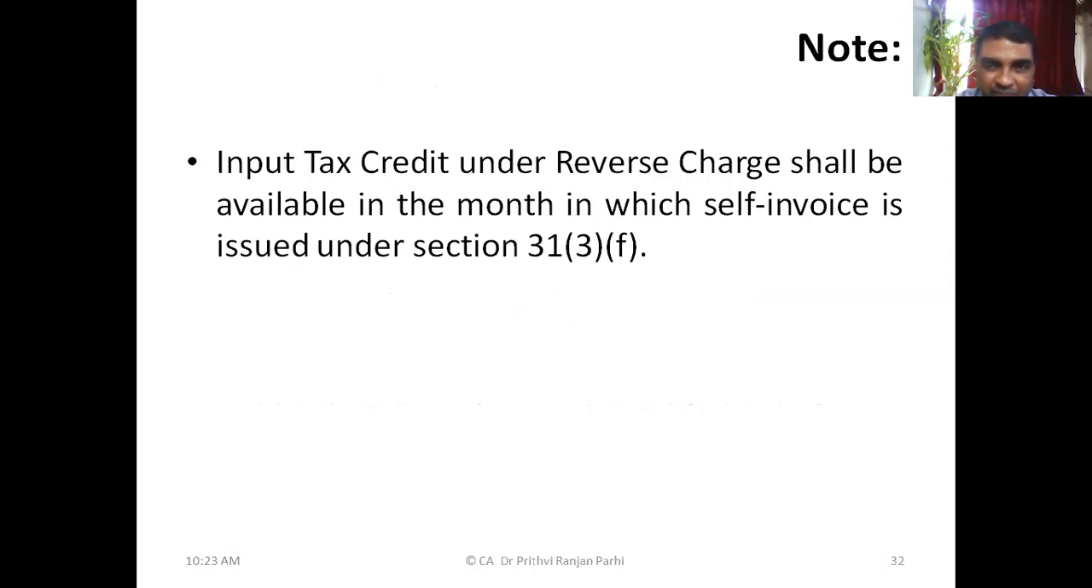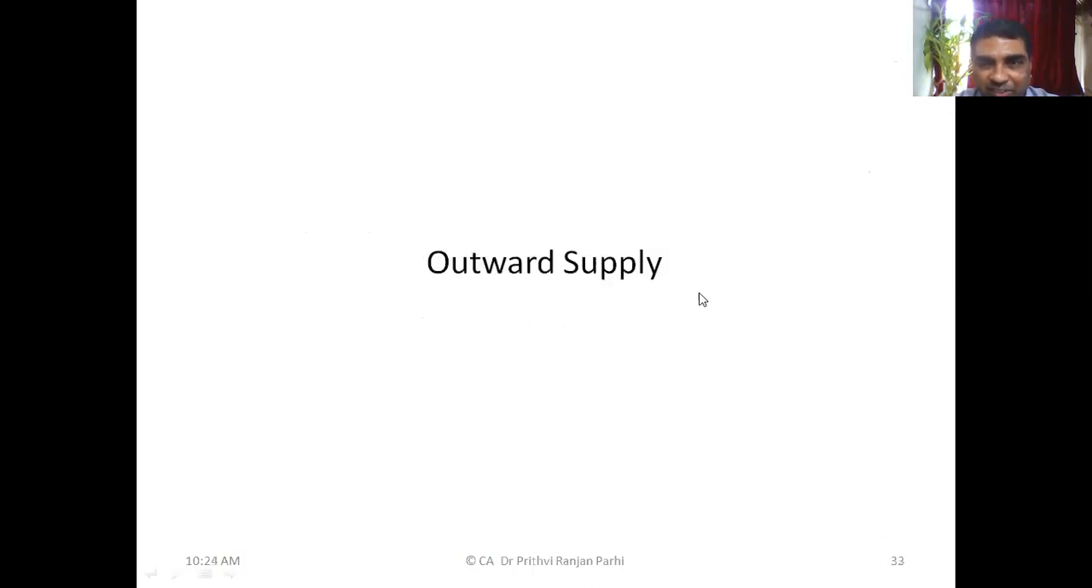Here you can keep in mind this note that input tax credit under reverse charge shall be available in the month in which self-invoice is issued, under section 31(3)(f). We'll be learning what a self-invoice is. When you are paying tax under reverse charge mechanism, you can take input tax credit, but for that you need to have a tax invoice. You yourself can generate a tax invoice. That is called a self-invoice. We'll be learning that concept later.